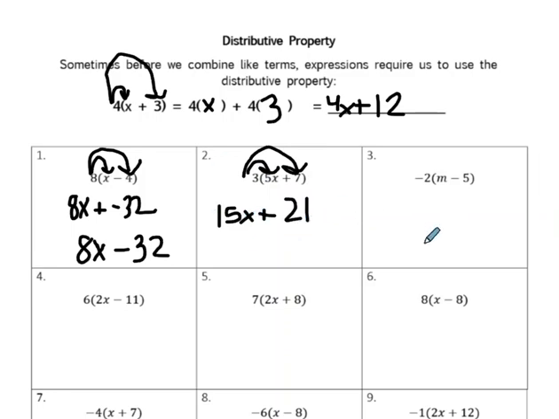That one's pretty straightforward. The next one, we have to be very, very careful with these negatives. So we've got negative 2 times m. Okay, that's just negative 2m. However, the second part to that, you're doing negative 2 times a negative 5. So what's a negative times a negative? Because the 5 is negative, and the 2 is negative, we've got to say plus. Negative 2 times negative 5 is plus 10.